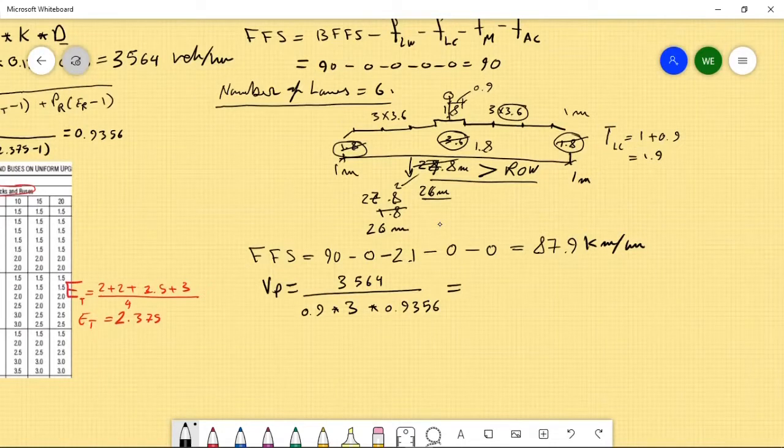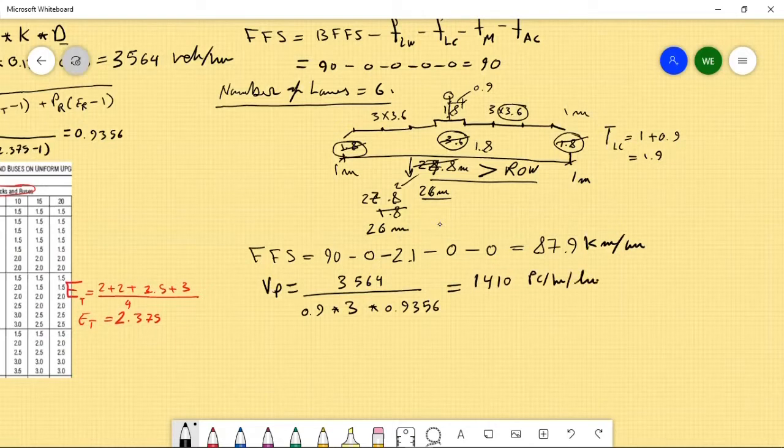So this is 3,564 divided by 3, divided by 0.9, divided by 0.9356. So now we have 1,410 passenger cars per hour per lane.